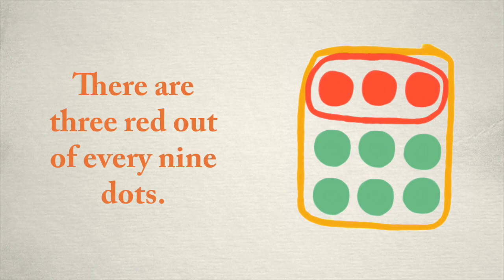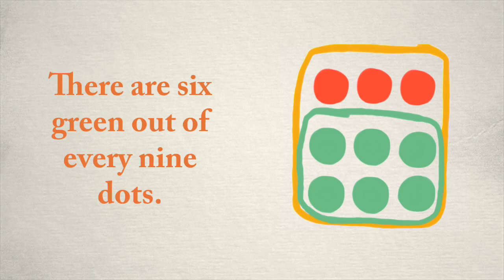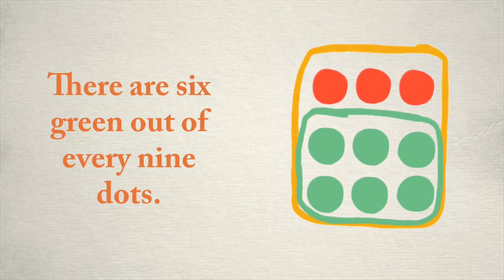We could write it like this. There are 3 red out of every 9 dots. And can you come up with one more ratio? How about 6 to 9? 6 green dots for every 9 dots. Written out, there are 6 green out of every 9 dots.